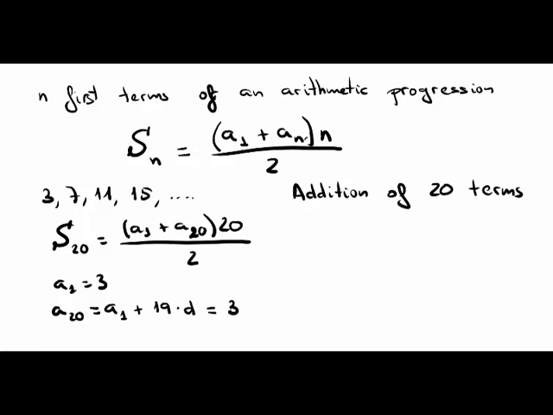So 3 plus 19 multiplied by 4. 19 multiplied by 4 equals 76, plus 3, 79. So this addition equals 3 plus 79 multiplied by 20 and divided by 2, which is 820. And this is the way I can add as many terms as I want. And that's all I have to know about arithmetic sequences.